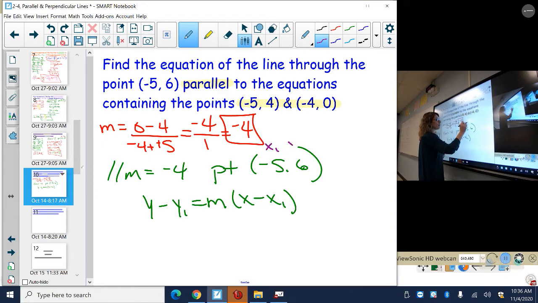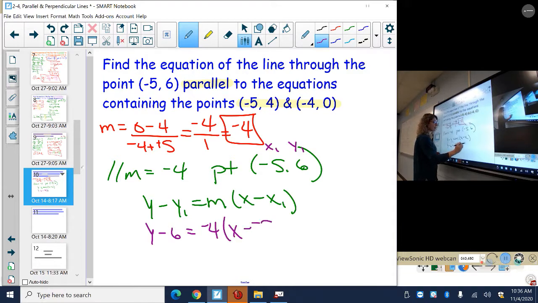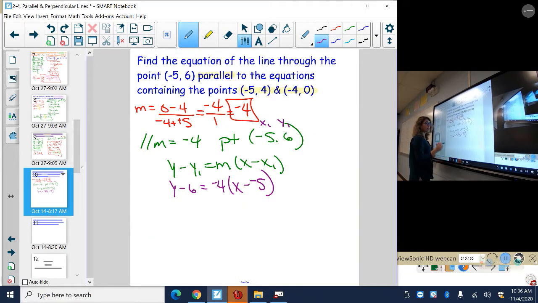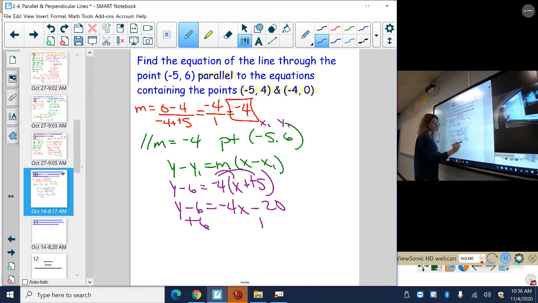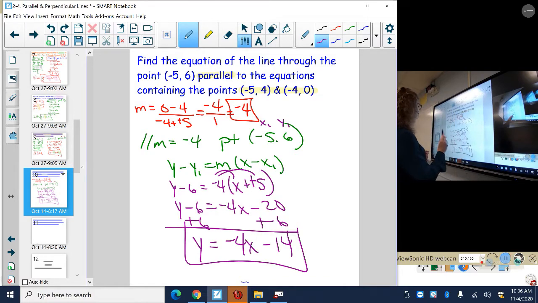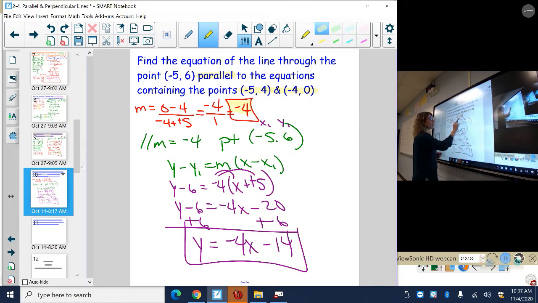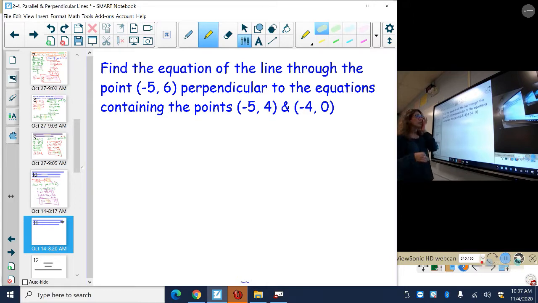And that means I'm labeling my point x1, y1. So y minus 6 is equal to -4 times x minus -5. A double negative creates a positive, so I have y minus 6 is equal to -4x minus 20. Add the 6 over, and I get y is equal to -4x minus 14. That is my parallel line. How do I check? Parallel lines have the same slope, and that's all I need to worry about here because I don't have the physical equation. So that is done.